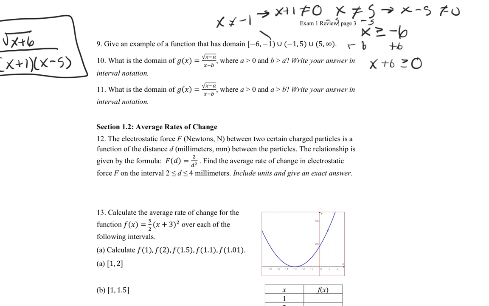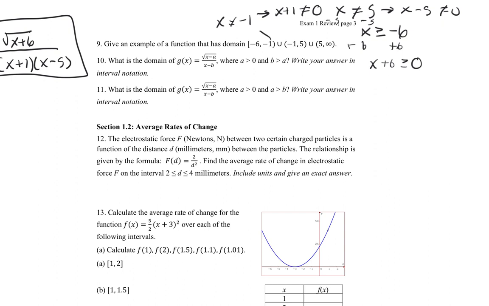Okay, so for problem 10, it says what's the domain of g of x where a is greater than 0 and b is greater than a. So it defines that because if a were less than 0, then we know that the x domain would have to start at -infinity. And it defines that b is greater than a because if b were less than a, then we wouldn't even need to worry about the domain of that because it wouldn't even be included in that domain.